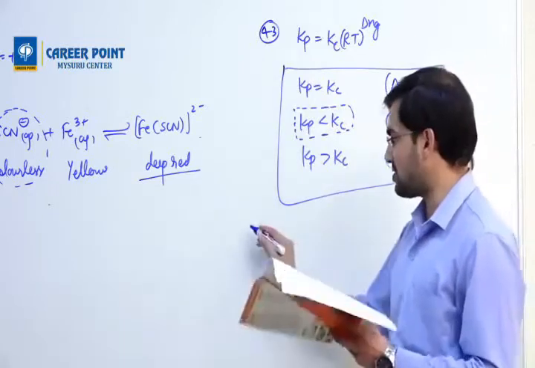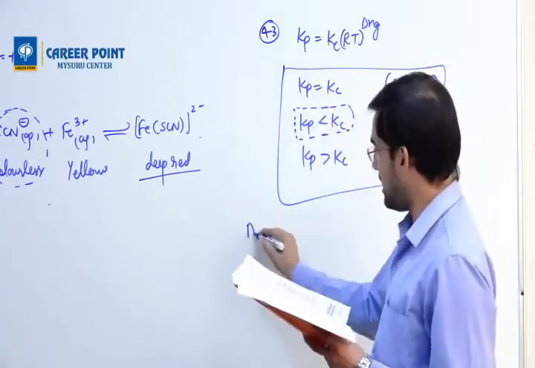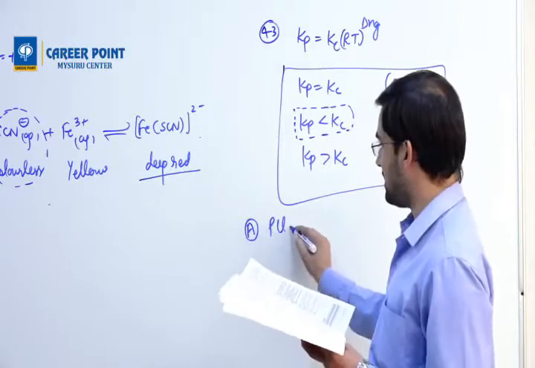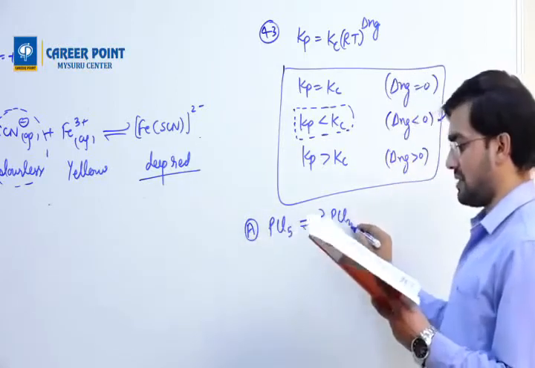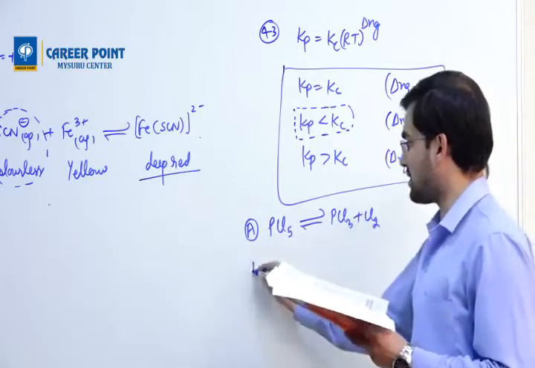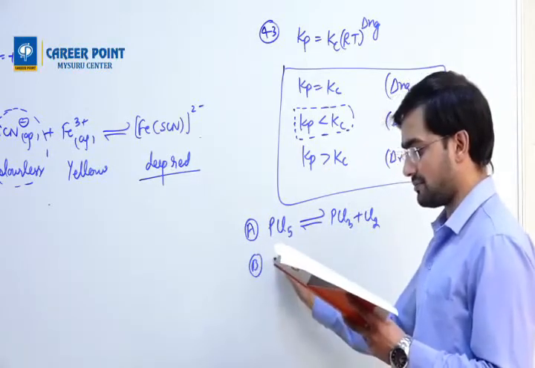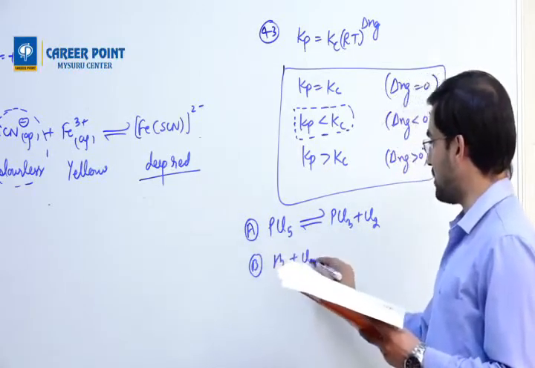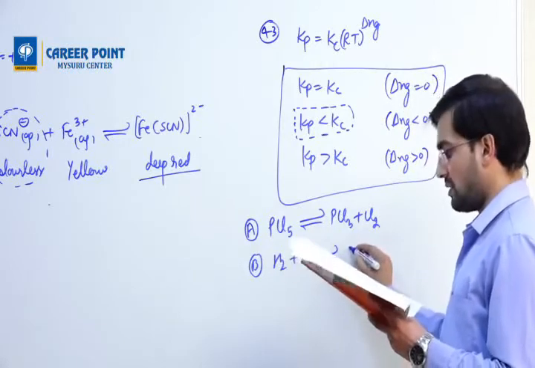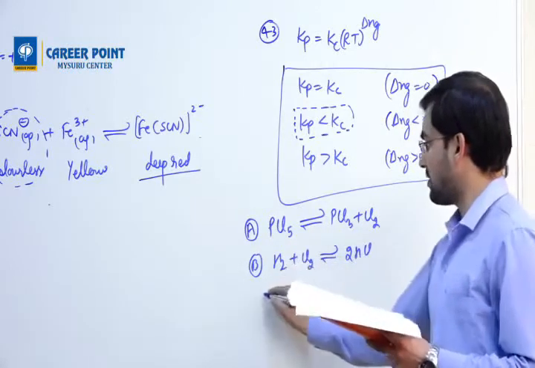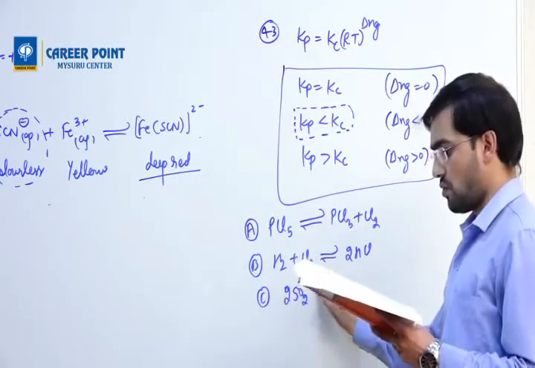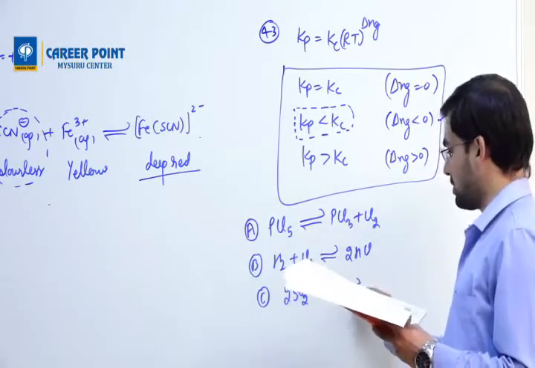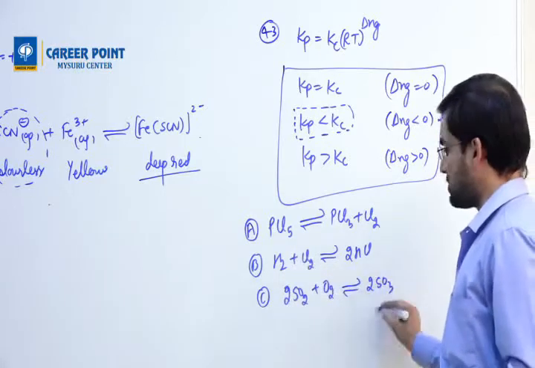I'll write reactions. Okay, option A, option B, option C. You tell me which reaction has delta Ng less than 0. Option A is PCl5 gives PCl3 plus Cl2. Option B is H2 plus Cl2 in equilibrium with 2HCl. Option C is 2SO2 plus O2 gives rise to 2SO3.